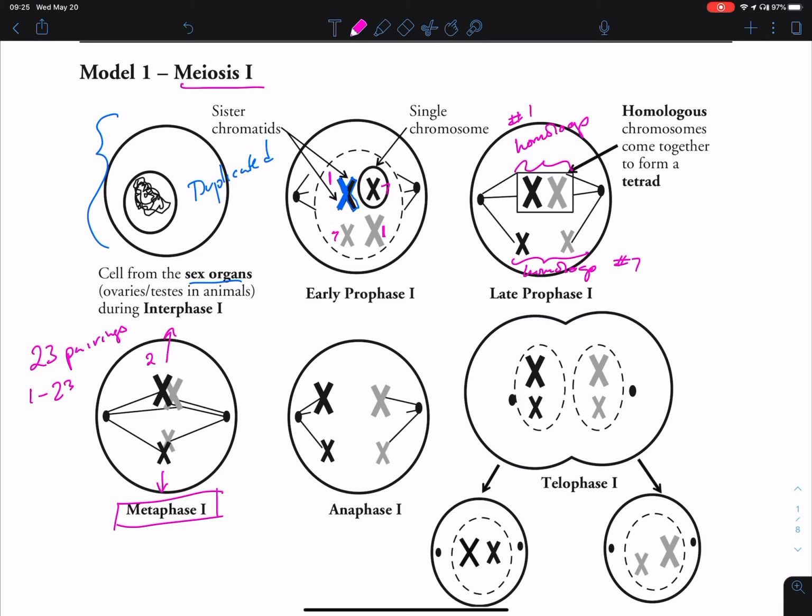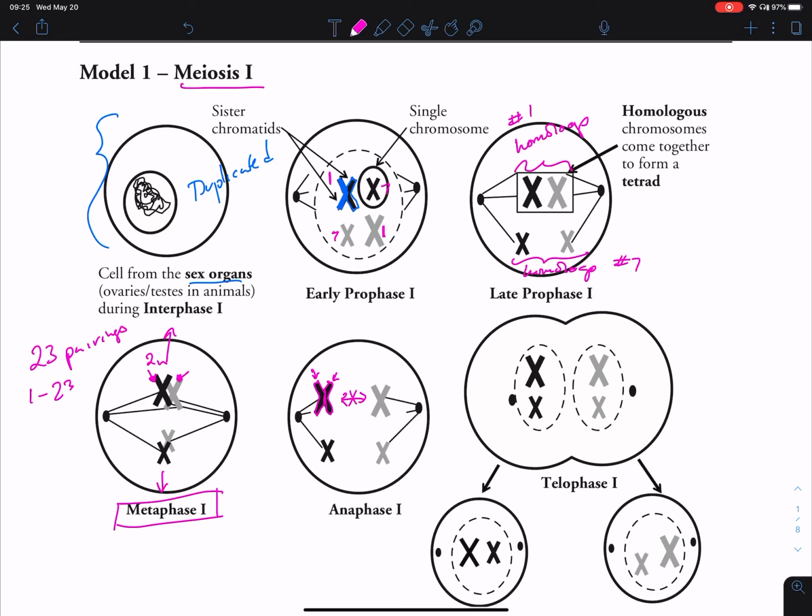So right here, this is 2N, right? Because here's the homolog from dad, here's the homolog from mom. And they code for the same things, but they are not technically identical. Whereas the sisters are supposed to be identical. So that sister is supposed to be essentially identical with that sister. All right. These two are homologs, but they are not identical.